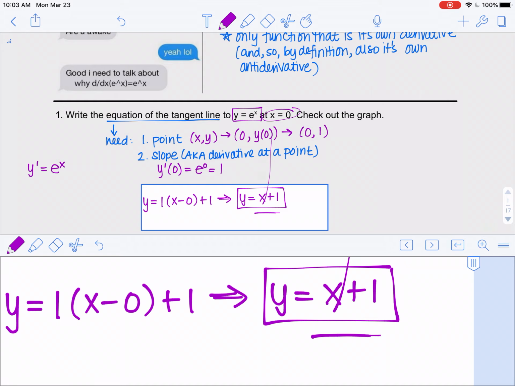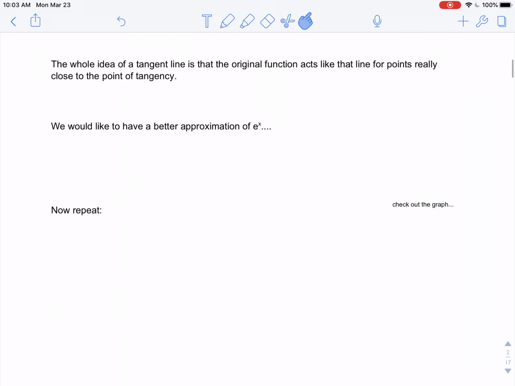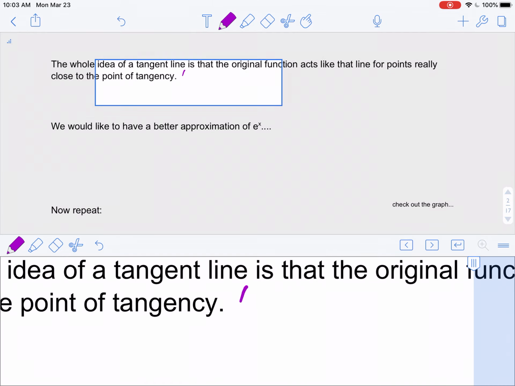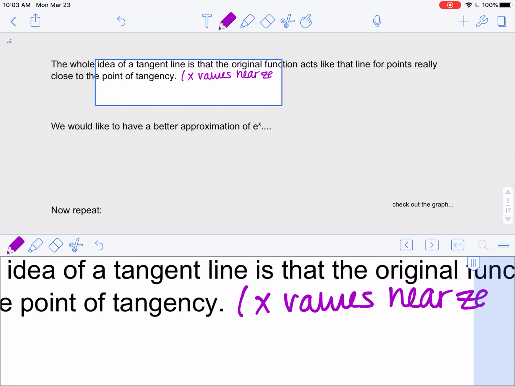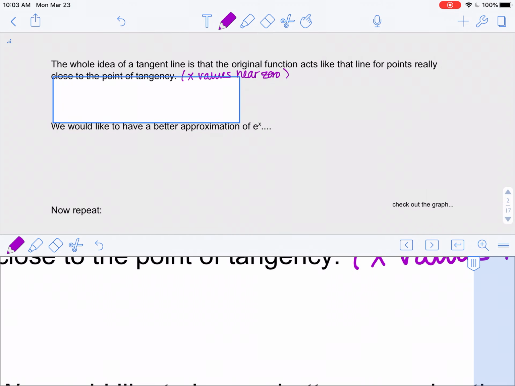And so the whole idea of the tangent line is the original function acts like that line, but only for points really, really close to the point of tangency. In this case, the point of tangency is for x values near 0. So what we're saying is really, really close to 0, e to the x is approximately the same as the line y equals x plus 1.